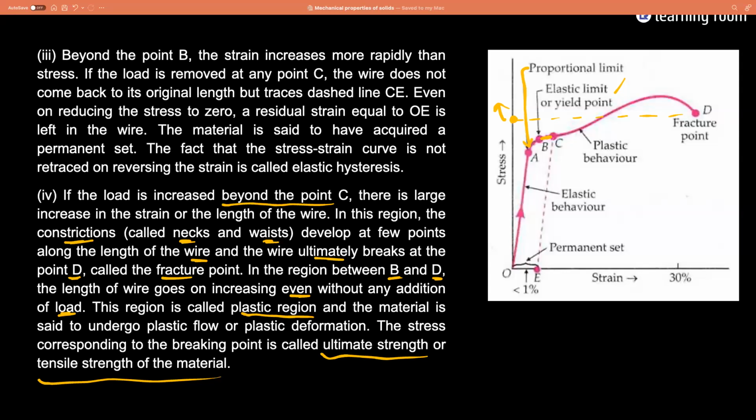Hysteresis is just lagging. One parameter is lagging compared to another. So in hysteresis, the prefix that you need to add is elastic.